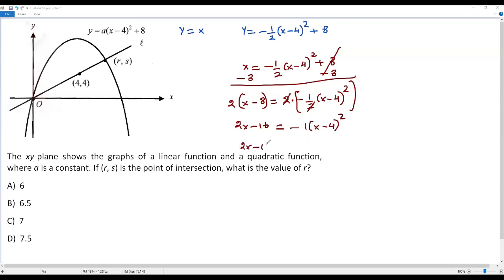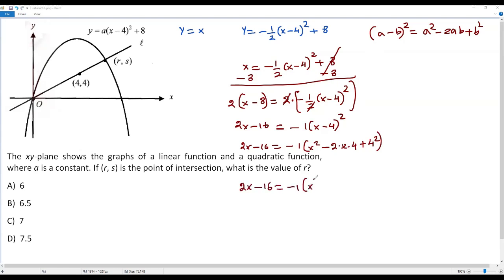Then I'm getting 2x minus 16 equals negative 1 times, okay, we can expand the square of the binomial using the algebraic identity, that is (a minus b) the whole square equals a square minus 2ab plus b square. Comparing this, we get x in the place of a and 4 in the place of b. So in this trinomial, we plug in x for a and 4 for b. Then I'm getting x square minus 2 times x times 4 plus 4 square. When we simplify this, I'm getting 8x plus, and the value of 4 square is 16.